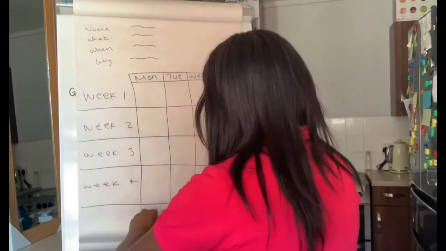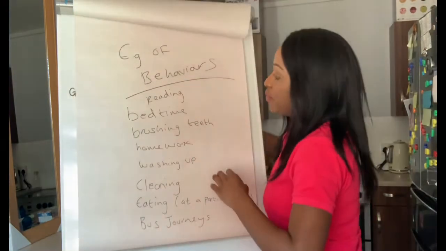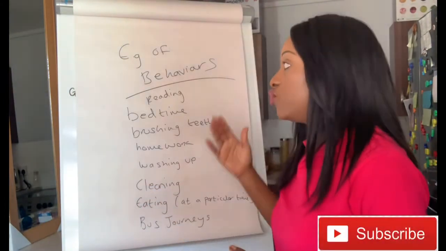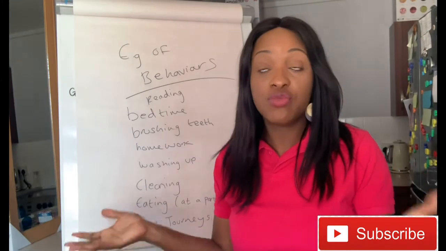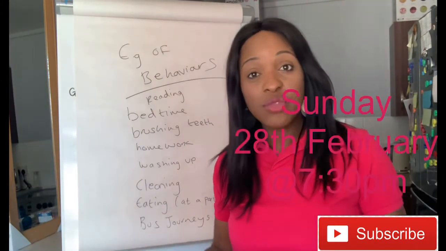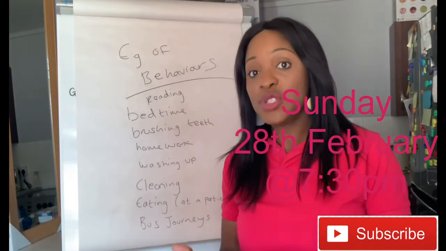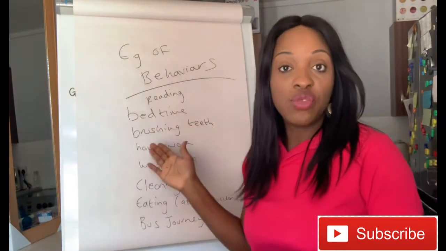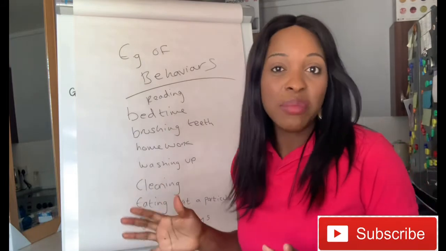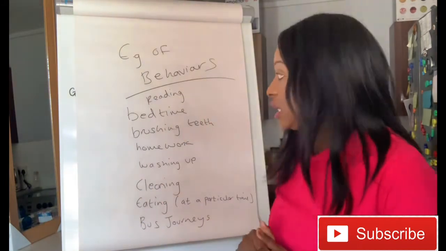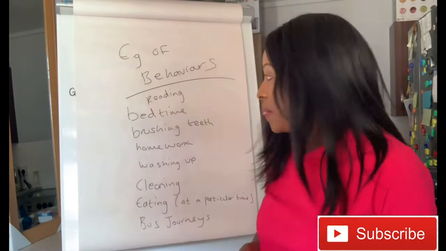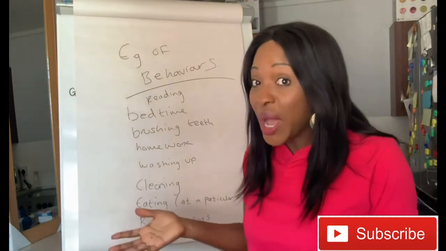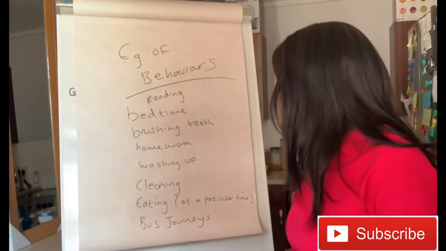Well, I've written some examples. You might want to use an attention chart for things like reading. If you have a child that doesn't like reading, or just finds that really boring, but it's something that, if they're in school, they need to do. So you might set a time for them to read every day for 10 minutes, 15 minutes. So you might use it for reading, use it for bedtime routine. You can use it for brushing teeth, homework, washing up, cleaning duties, eating.